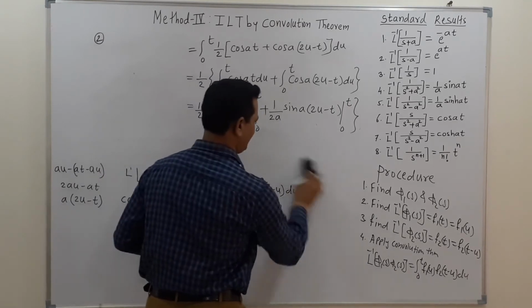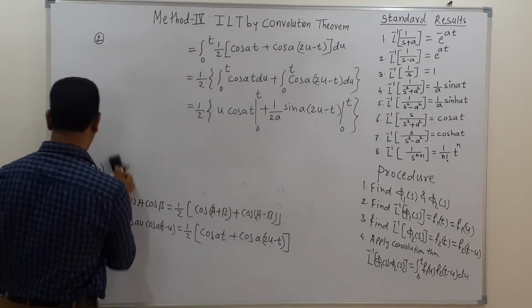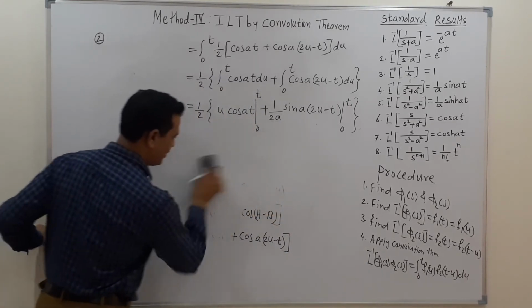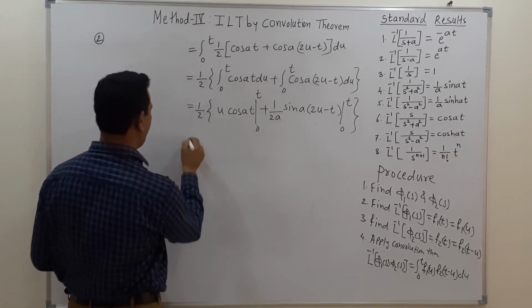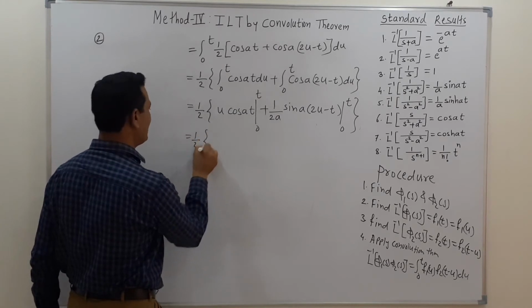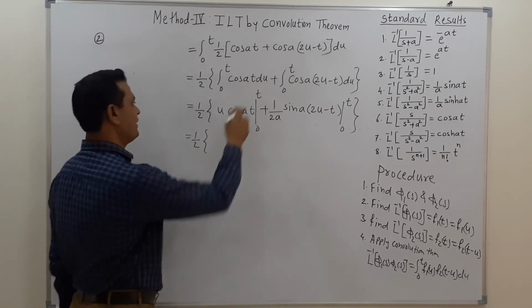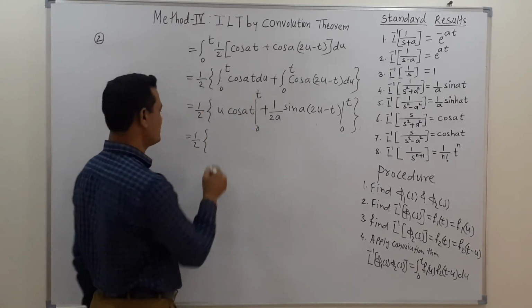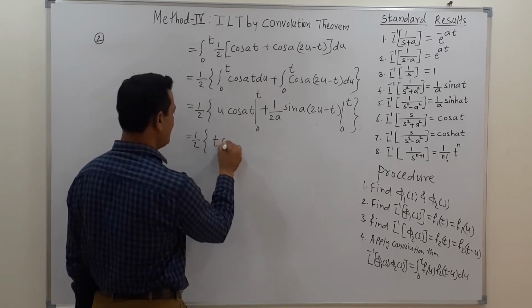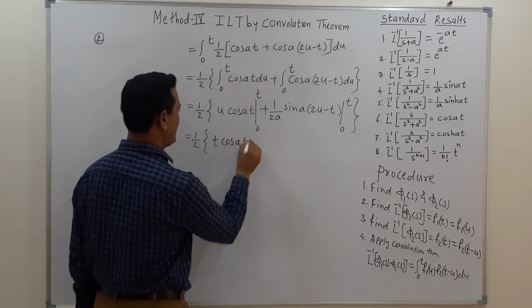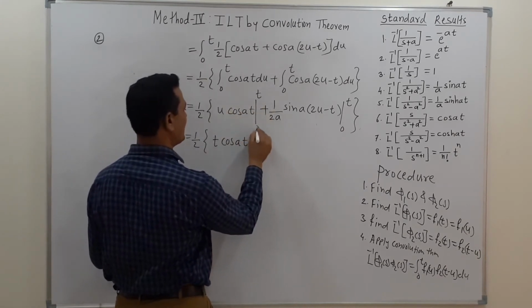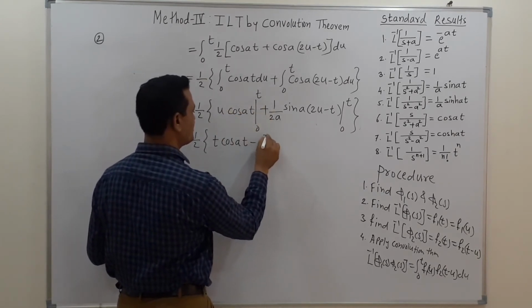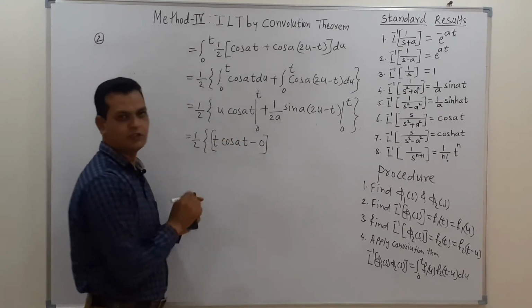Now the next step is to put in the value of the upper limit and the value of the lower limit. Putting in the upper limit, which is t, we can write t into cos of at. Then minus the lower limit, where u is equal to 0, so this first term is 0.